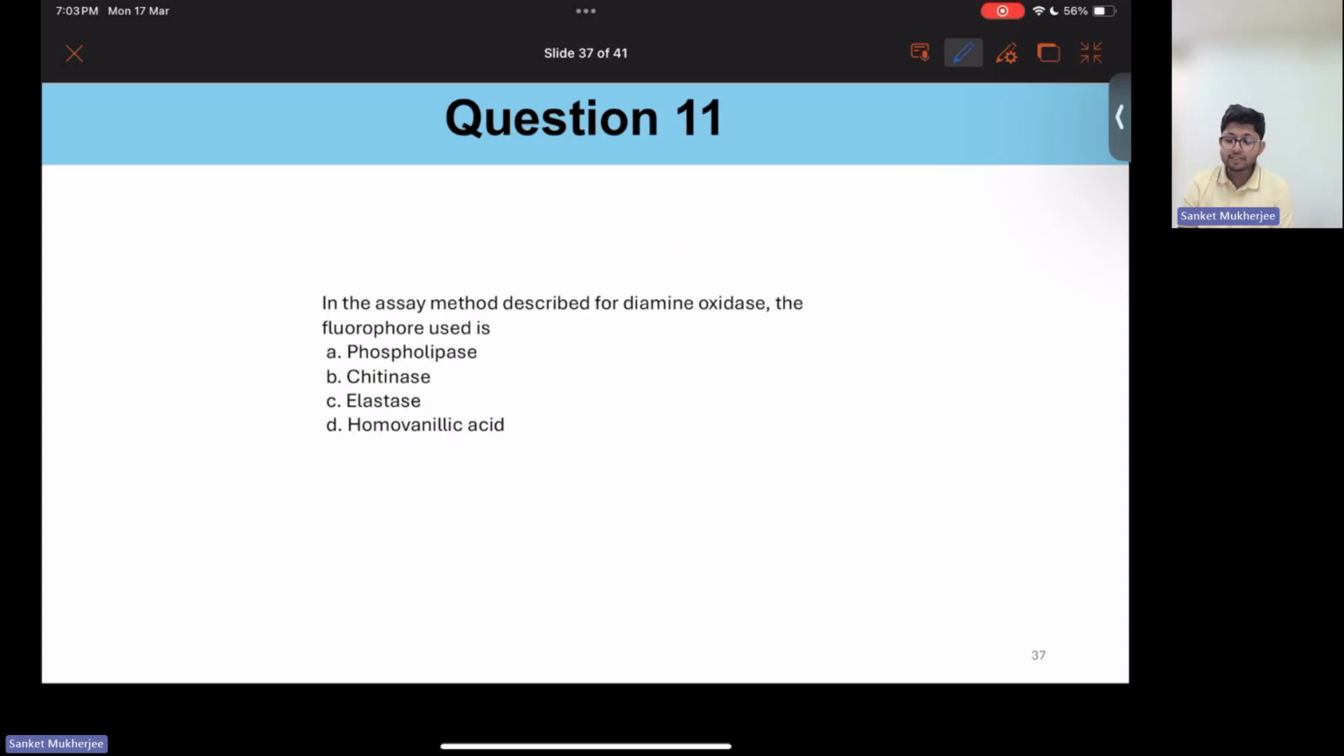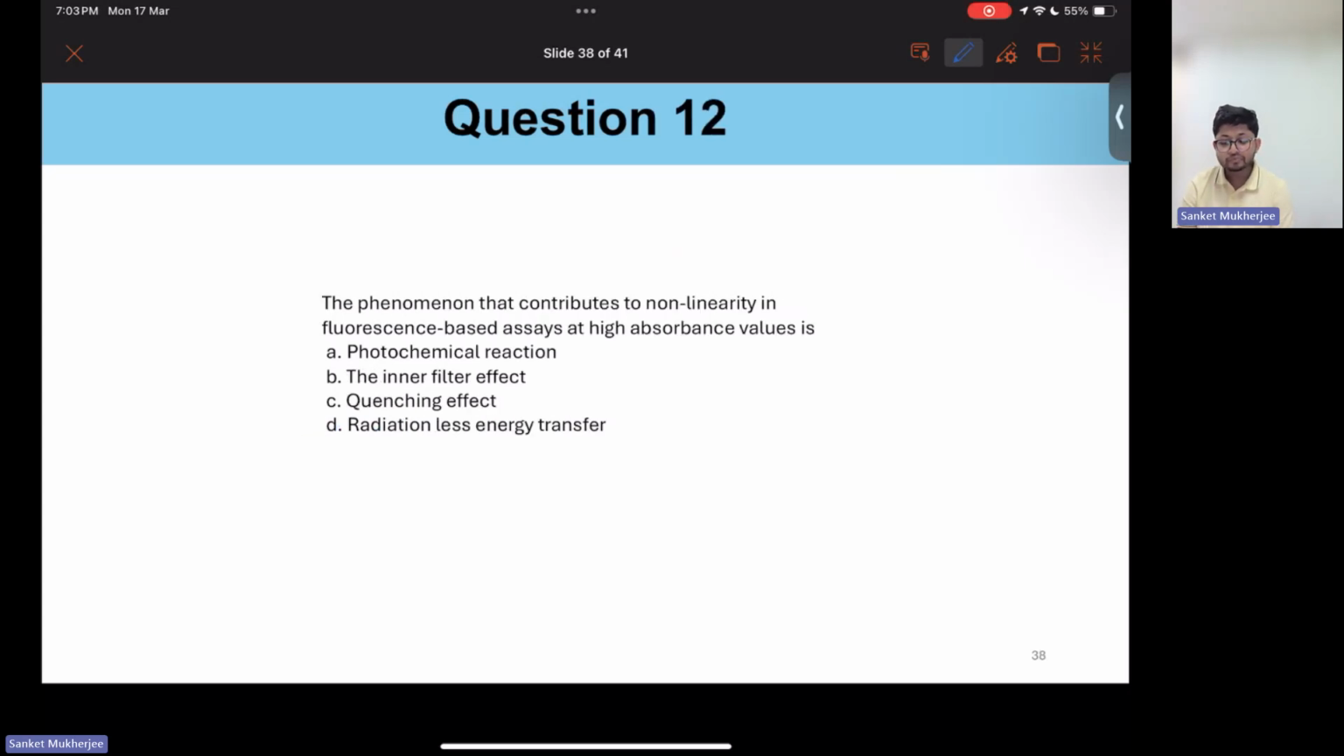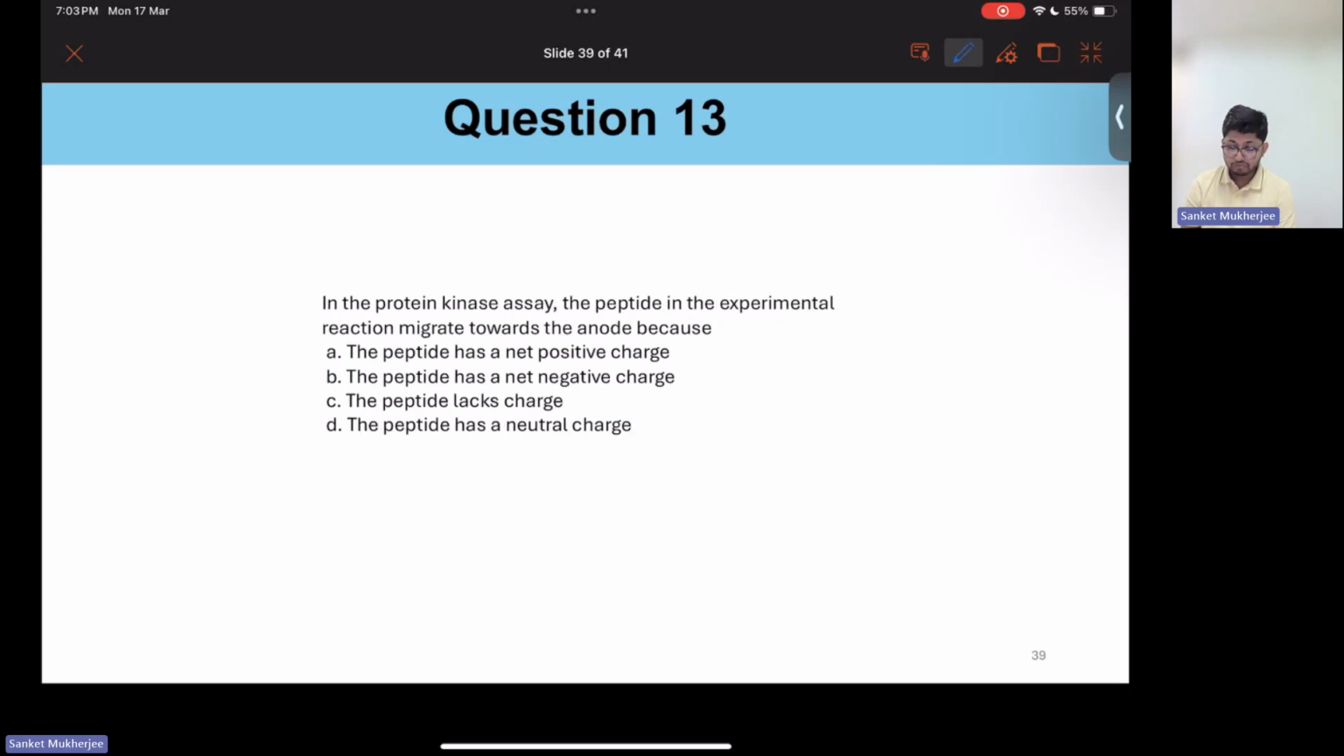In the assay method described for the diamine oxidase, as discussed in the lecture, the fluorophore used is phospholipase, chitinase, elastase, or homovanillic acid. It's actually homovanillic acid. A phenomenon that contributes to nonlinearity in fluorescence-based assay at high absorbance values is photochemical reaction, inner filter effect, quenching effect, or radiationless energy transfer. So it's actually due to the inner filter effect.